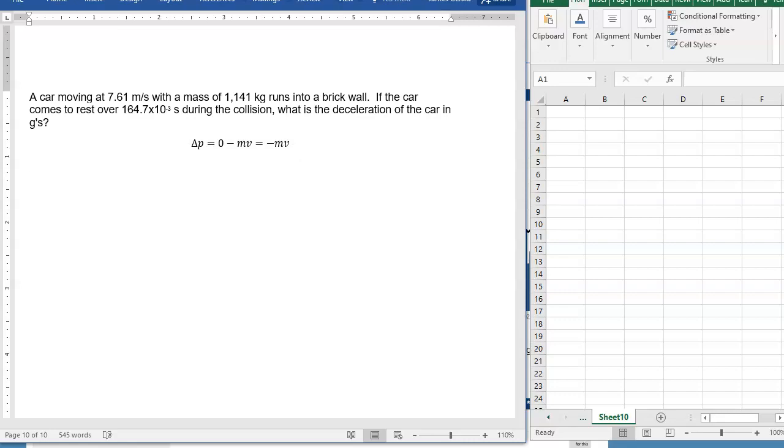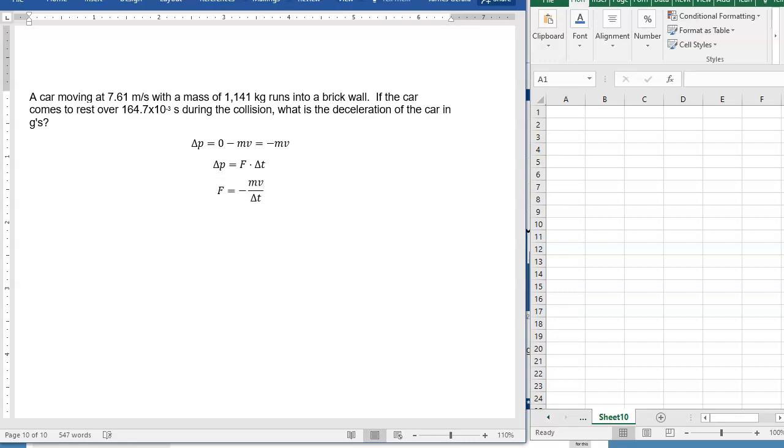That's great. Now, we also know that the change in momentum is F times delta t. Well, we know delta t. We have a formula for delta p, and so we can solve for F. F is minus mv over delta t.